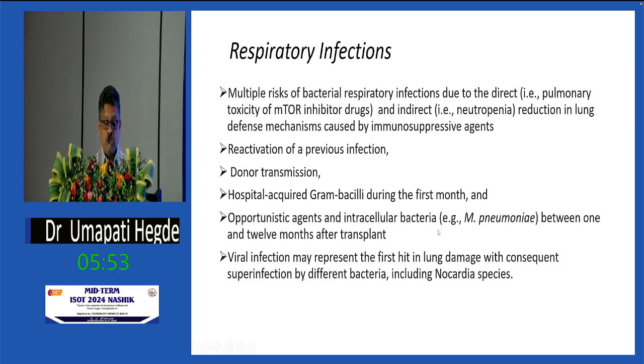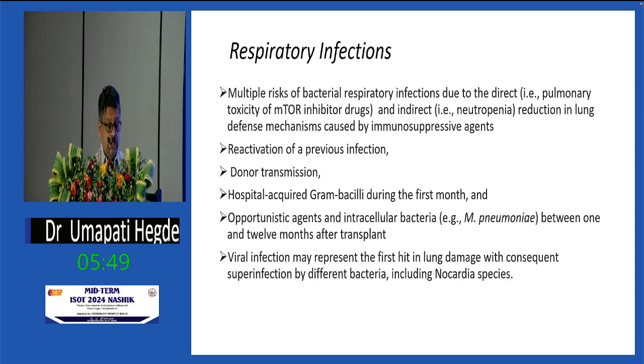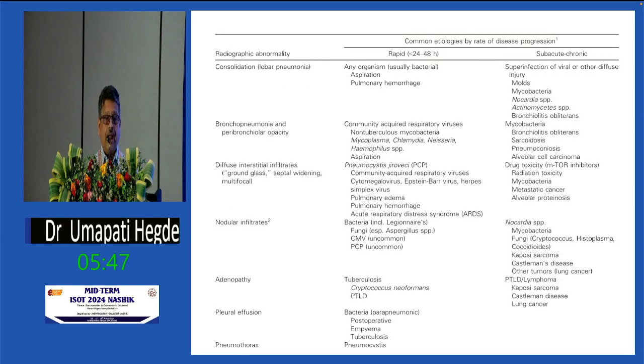Opportunistic infections, and Mycoplasma pneumoniae may be there. So these are all the rapid diagnostics. If you do imaging studies and there is a lobar consolidation in the early phase, it may be an aspiration or a pulmonary hemorrhage, that is a possibility.